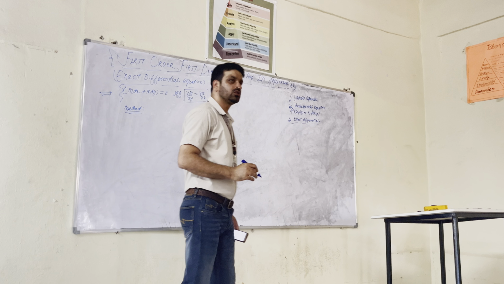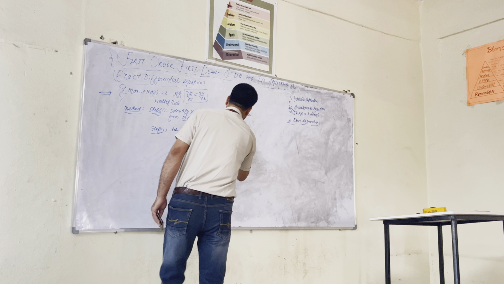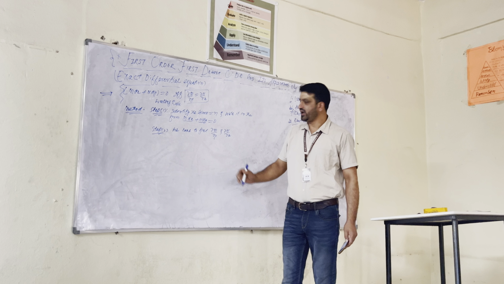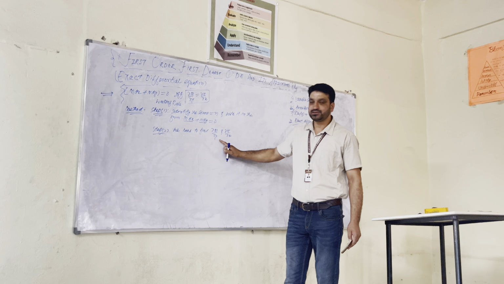So step number second, that is the working rule. You can say working rule, or you can say the method, whatever you like. Step number second, we have to find dou M by dou y and dou N by dou x.